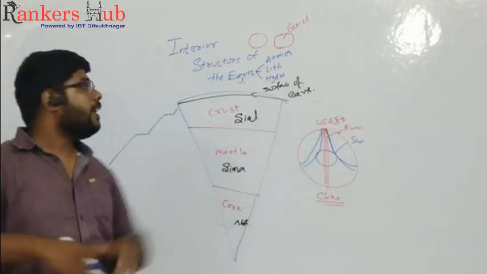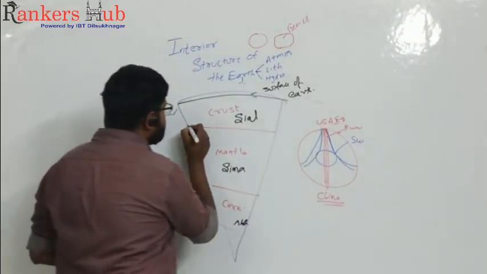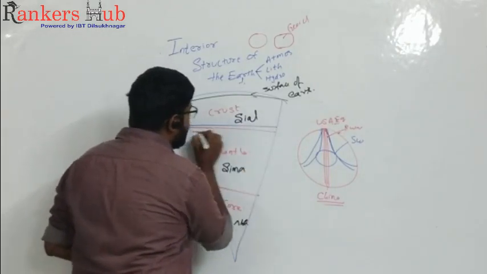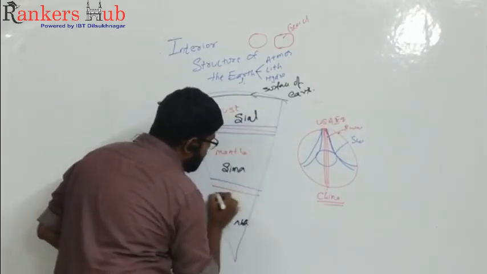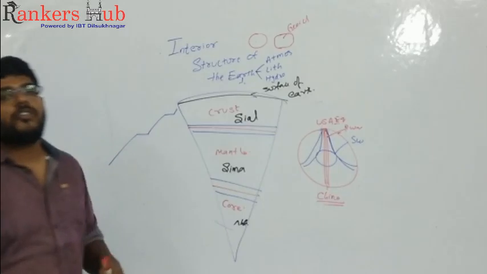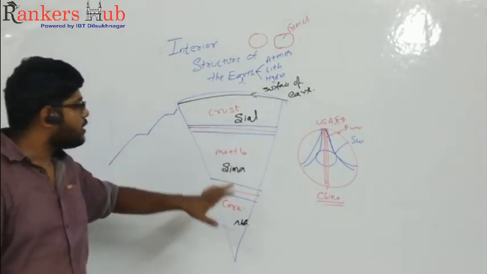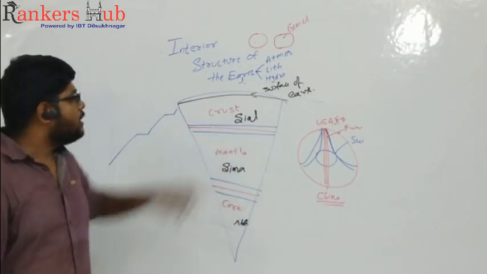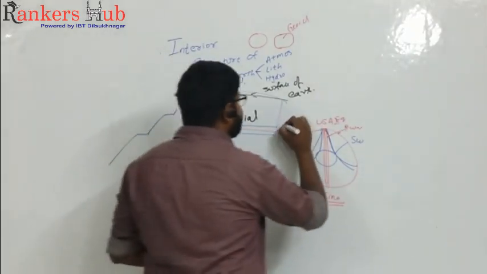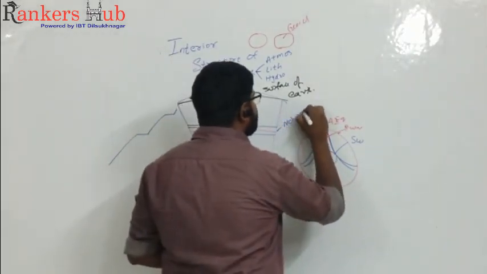That means that area will be called a discontinuity. And what is a discontinuity? A discontinuity is a border of two layers. Crust will be having a discontinuity with mantle, and mantle will be having a discontinuity with core. The first discontinuity will be called the Mohorovičić discontinuity.